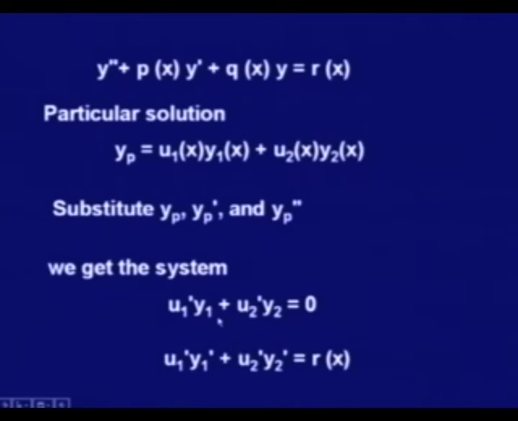You see, here I am getting two equations which have y1, y2 and y1', y2', but both have u1' and u2'. That is, I would get the solution of this system of linear equations as u1' and u2', and then u1 and u2 we can obtain as the integral of them. So, what will be that solution? Let us see here.